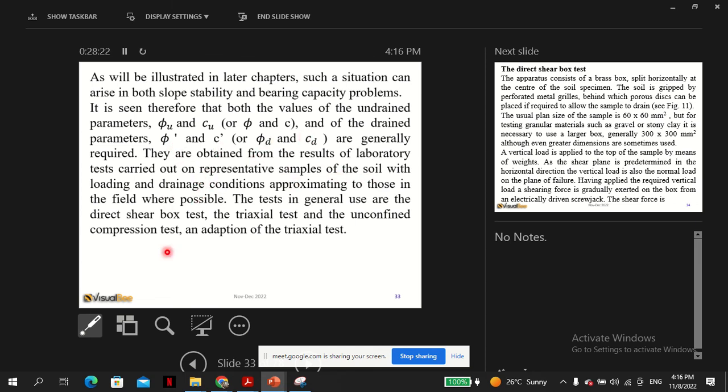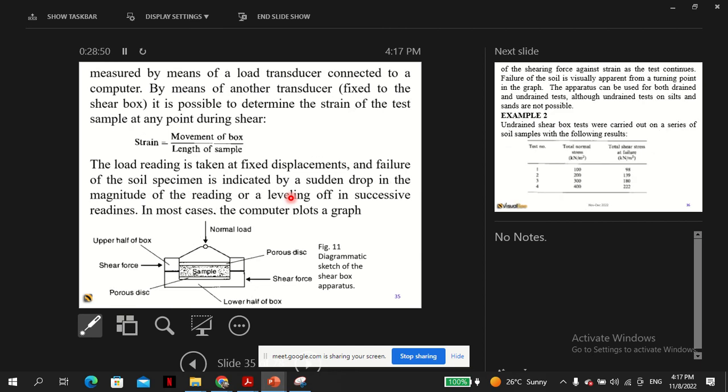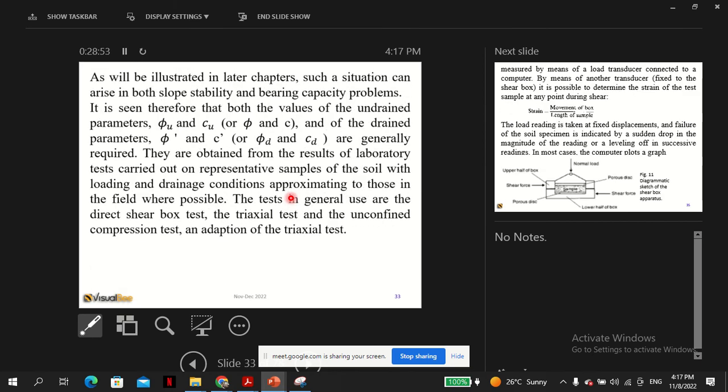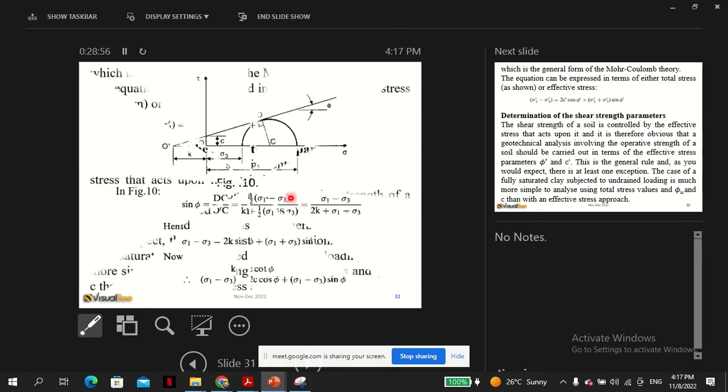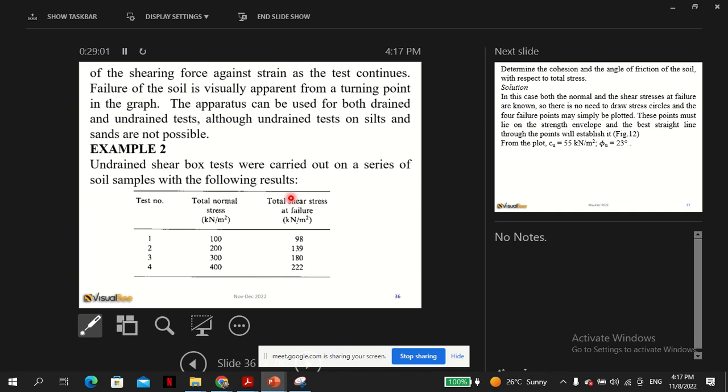They are obtained from the results of laboratory tests carried out on representative samples of soil, with loading and drainage conditions approximating those in the field where possible. The tests in general use are the direct shear box test, the triaxial test, and the unconfined compression test, which is an adaptation of the triaxial test. We will talk in detail about each of these tests. Of course, they are related to the Mohr-Coulomb theories.